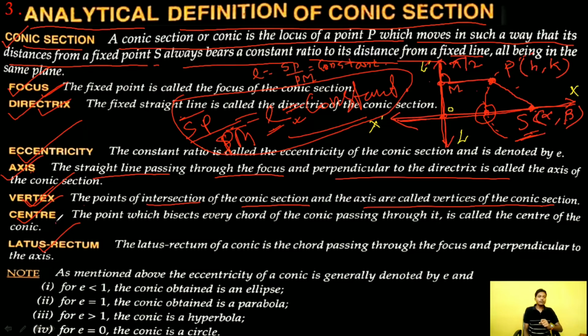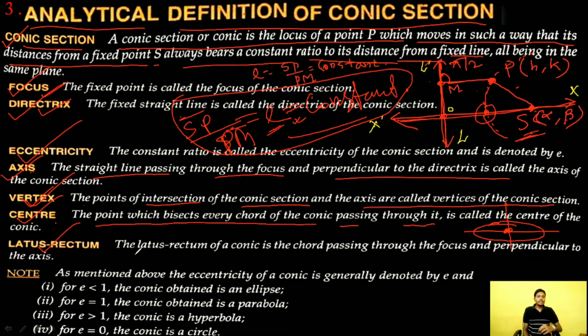Now center of the conic section. The point which bisects every chord of the conic passing through it is called the center of the conic section. For example, if we take this oval type shape curve, then this point is called the center of this curve. This curve is called ellipse. I will discuss it next time.